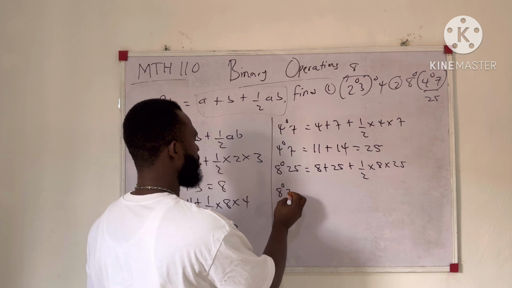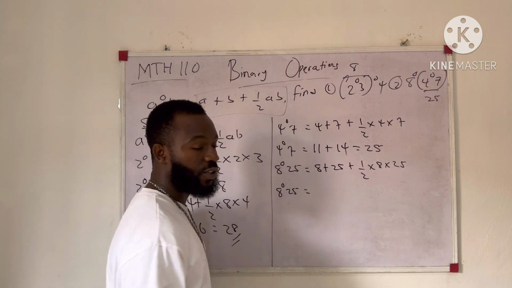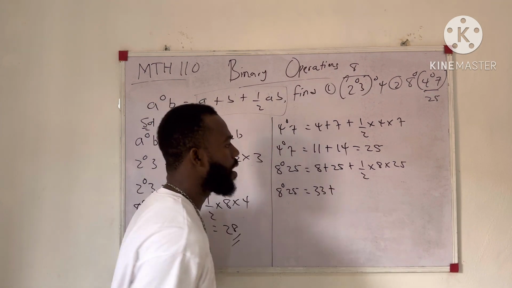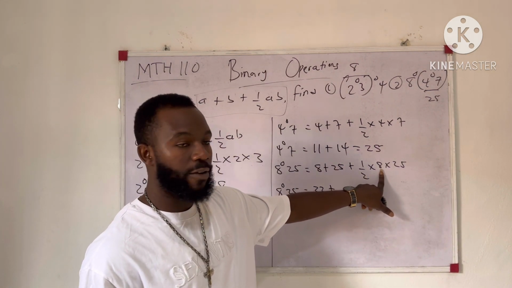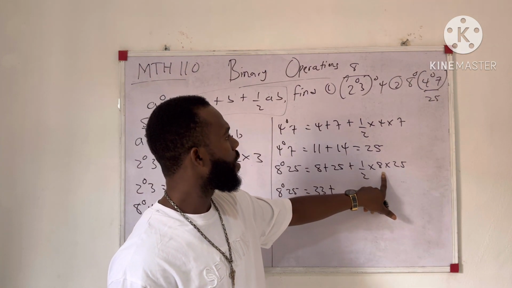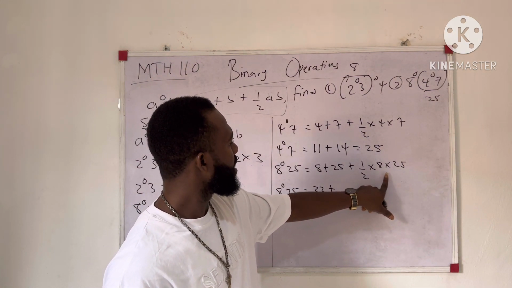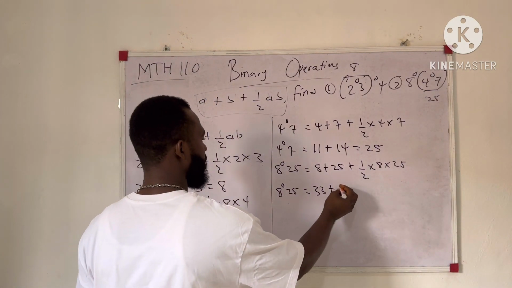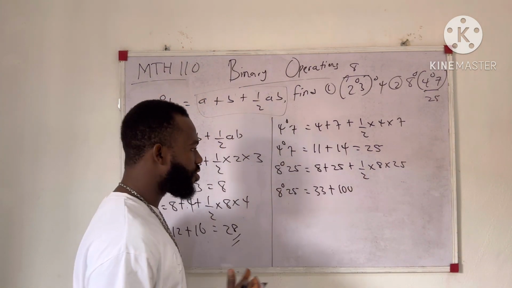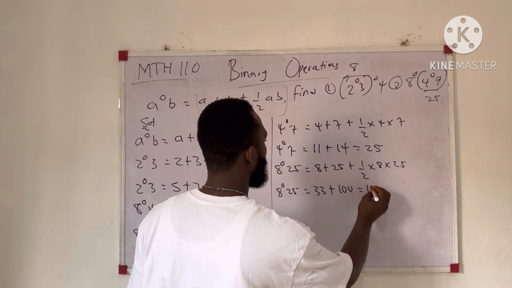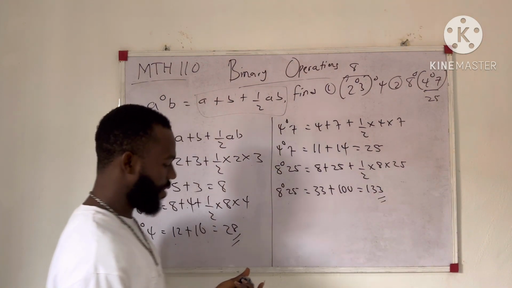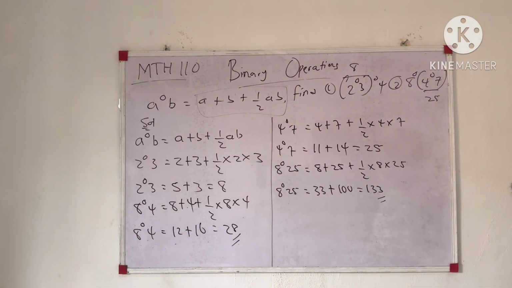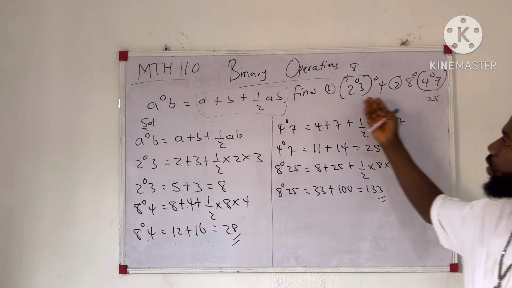8 operation 25 becomes 8 plus 25, which gives us 33, plus, now if 2 divides 8 we'll get 4. Alright, so 4 times 25 will give us 100. So here becomes 100. Of course, if we add 33 and 100 together, we will get 133 as our answer. So you see, this is how you can actually solve problems that involve things like this.